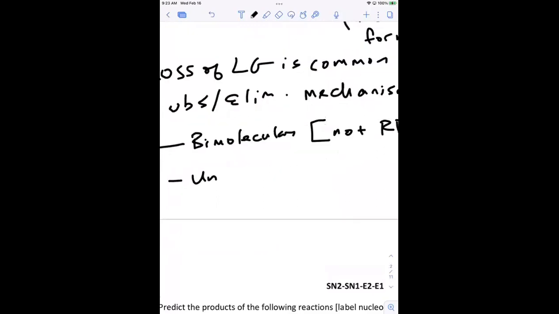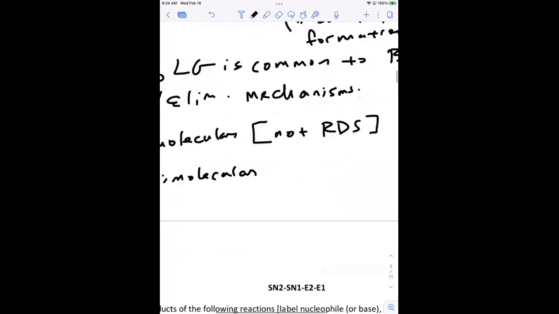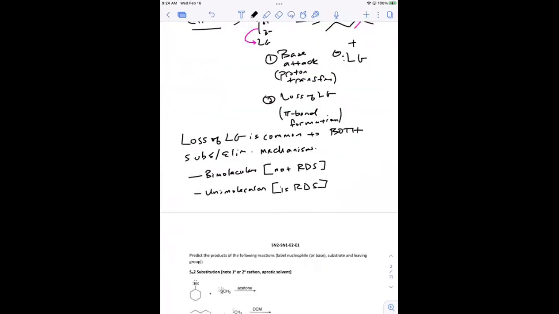If it's unimolecular, a loss of leaving group is going to be your rate determining step. That's going to control the rate of reaction. All right. Any questions so far?